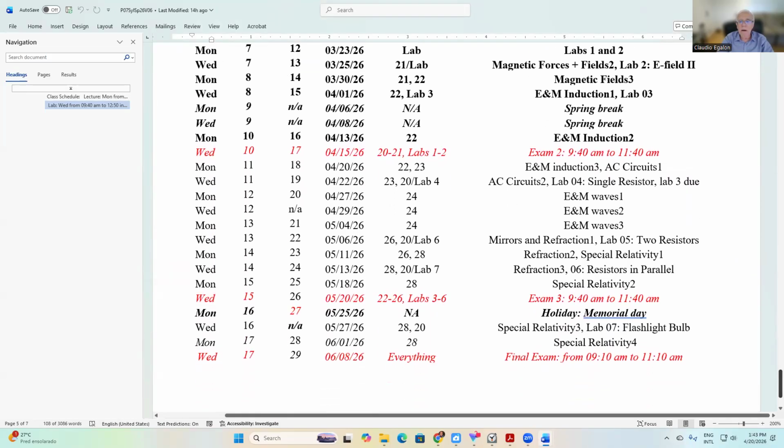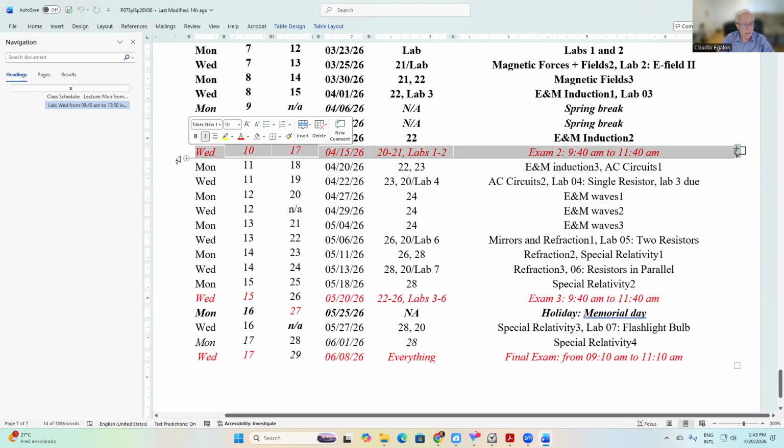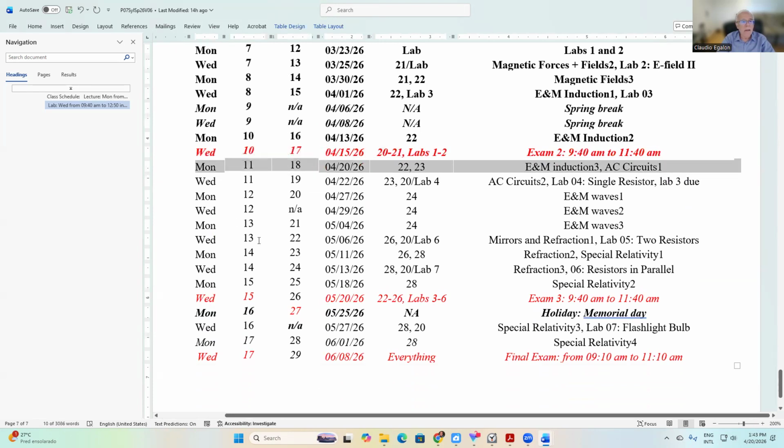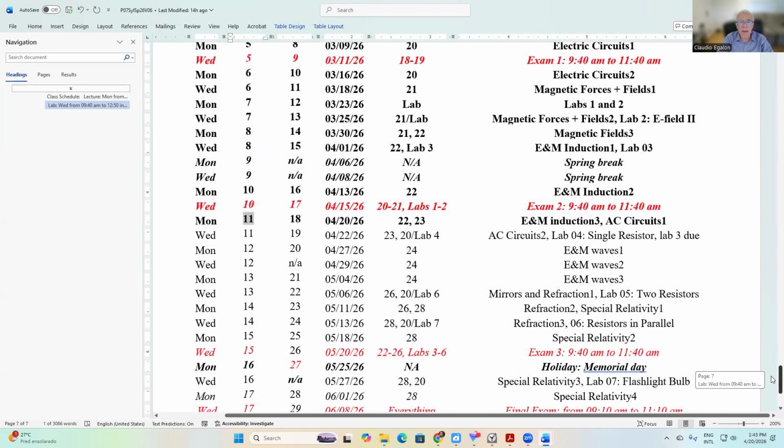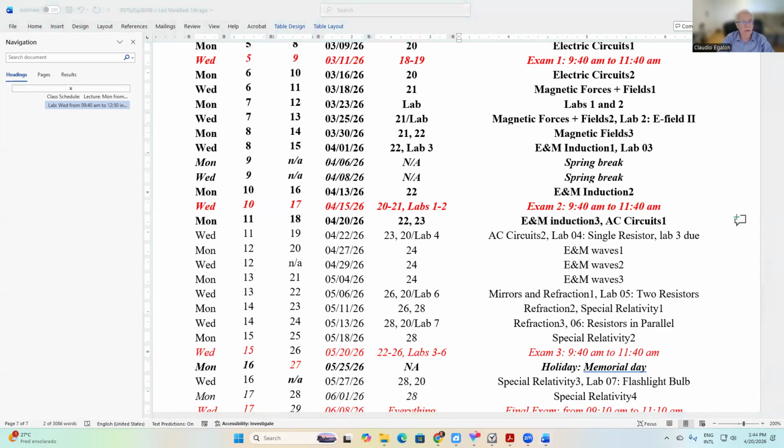Okay, and here's the calendar. We had the exam. Today is the 20th of April, the 18th meeting, the 11th week. We are covering chapter 22. But before we continue covering chapter 22, let's talk about the lab report that I uploaded to your group folder, okay?